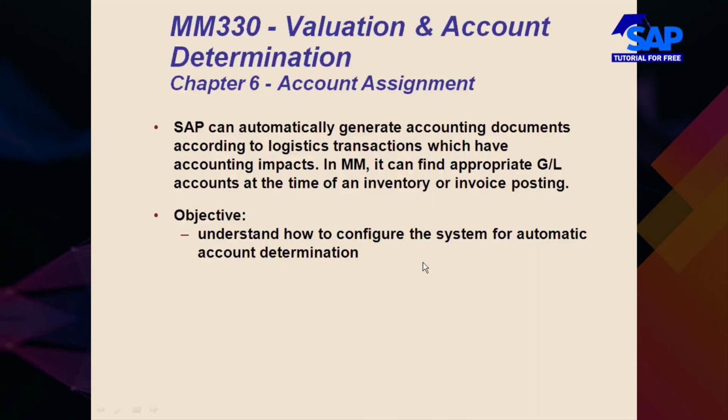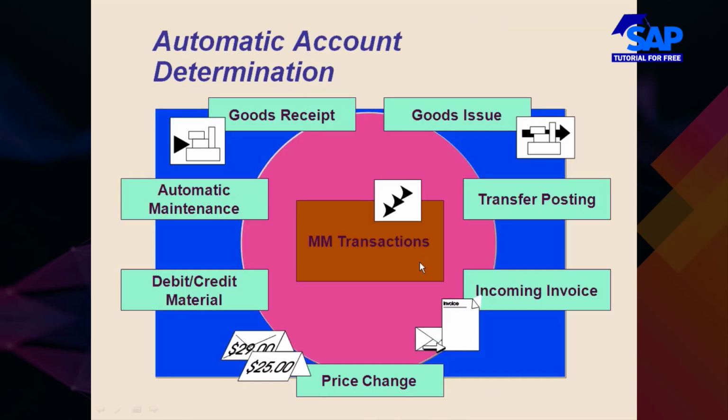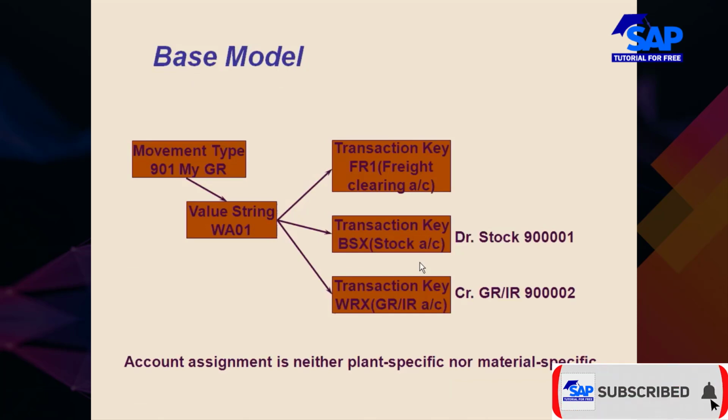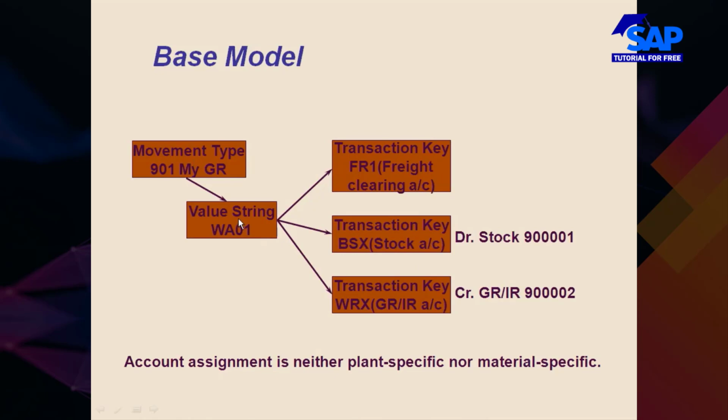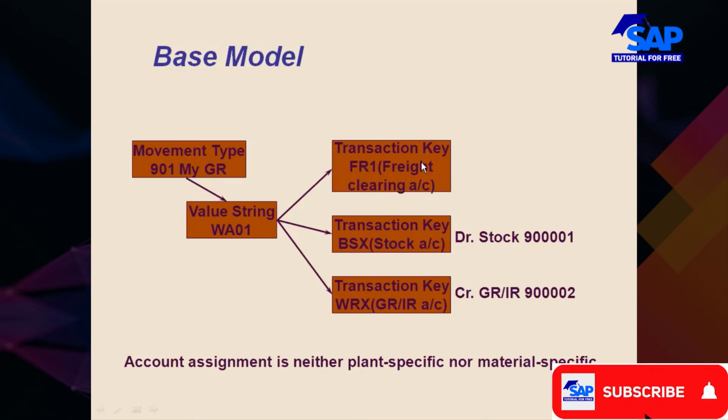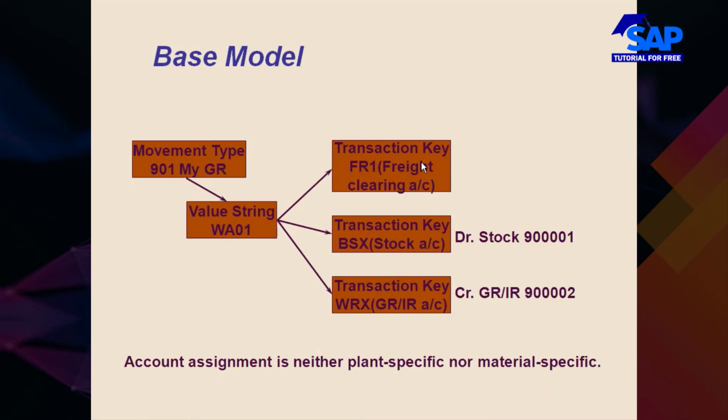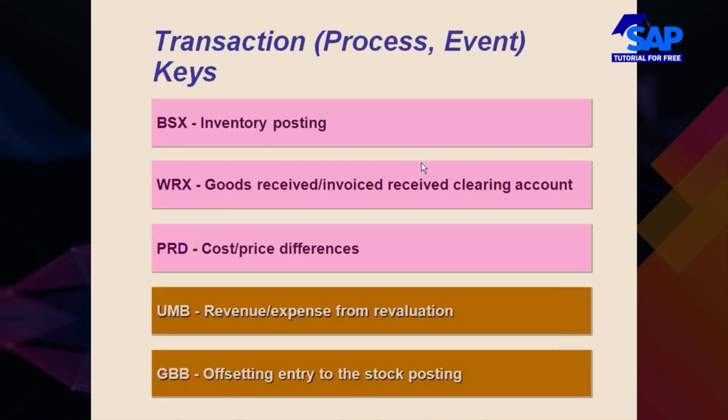Okay, so we were discussing automatic account assignment, or automatic account determination. These are the keys that we have discussed. A movement type can be further subdivided into various value strings, and each value string will have various transaction event keys. Each transaction event key, when it is used without referring to the preceding document, can also have what we call account grouping code or account modifiers.